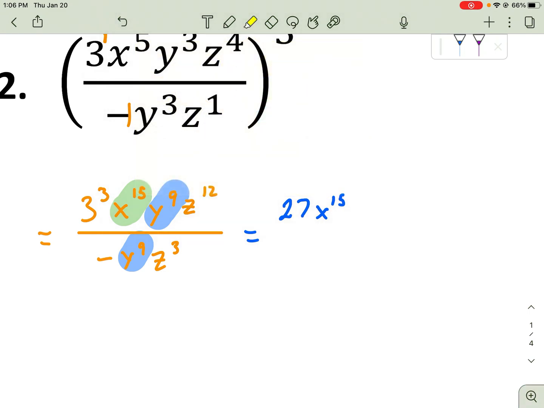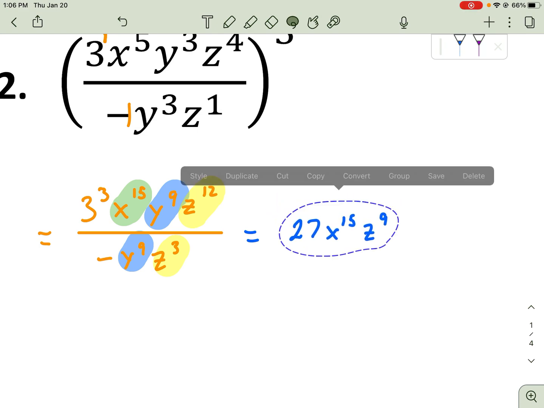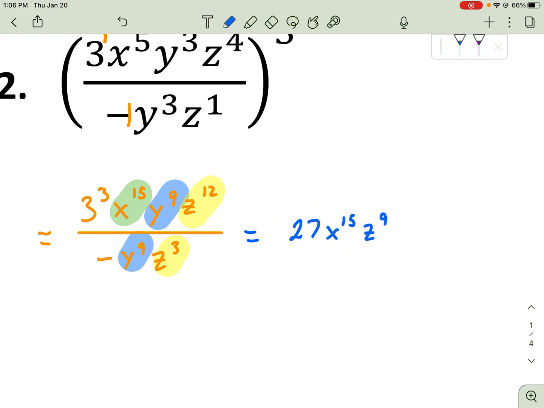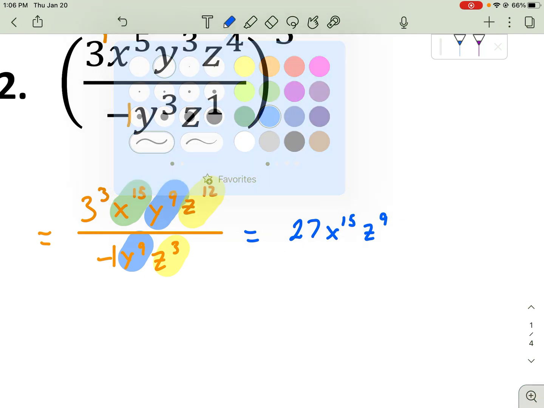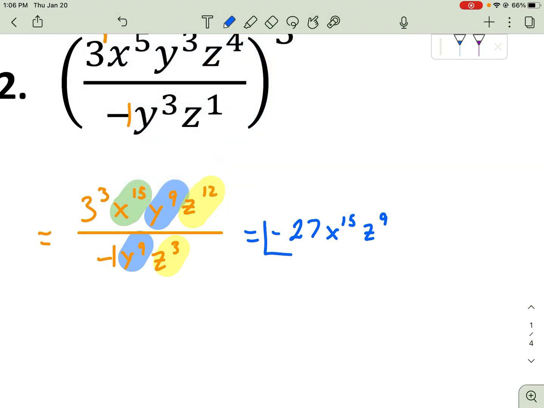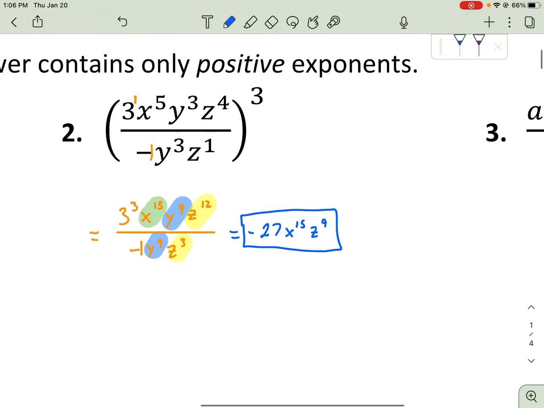Then we have z to the 12th divided by z cubed. Again, subtract your exponents, and you get z to the 9th. Now we still have this negative down here, so we're dividing by like negative 1, because remember that's actually like a negative 1 right there. Dividing by negative 1 is the same as just having your answer be negative. So that's our final answer to that problem.